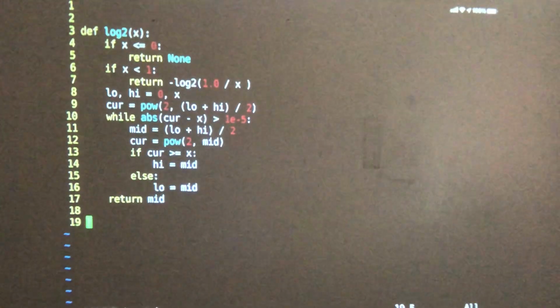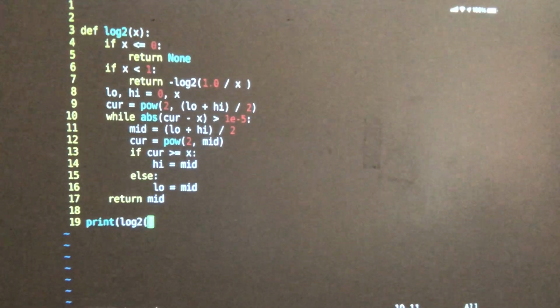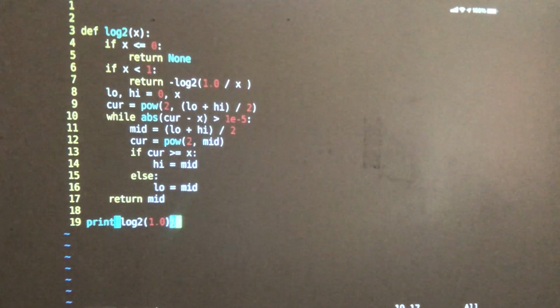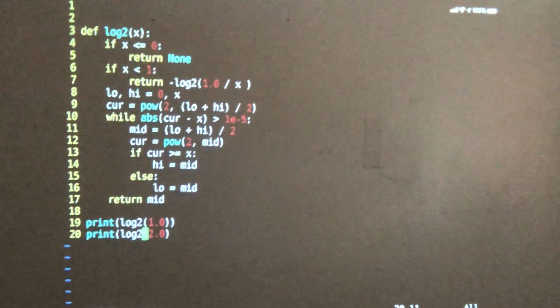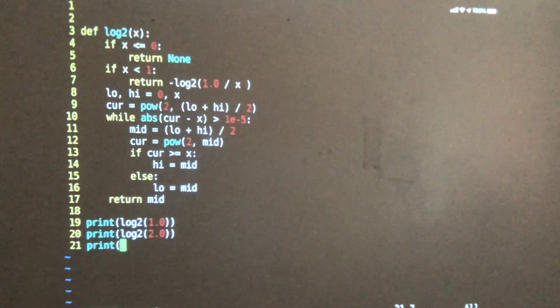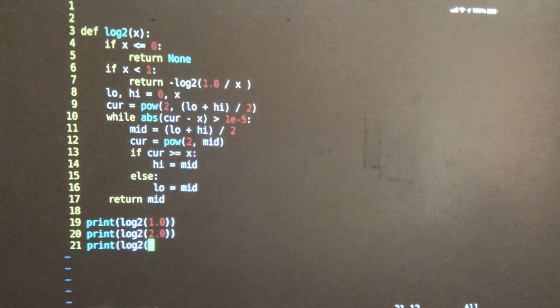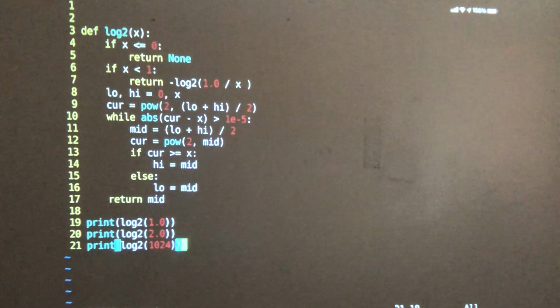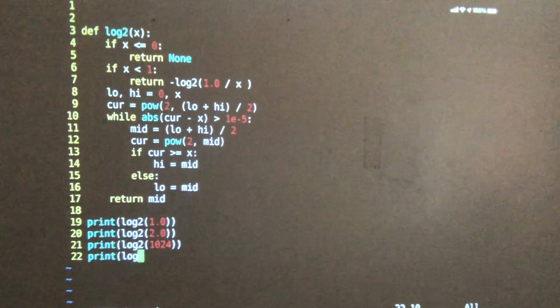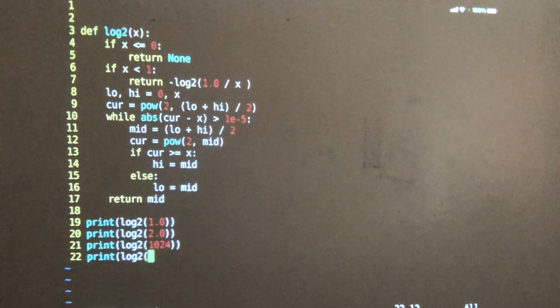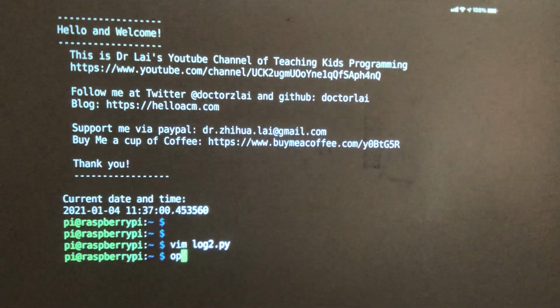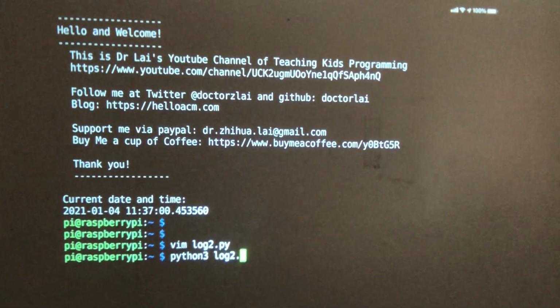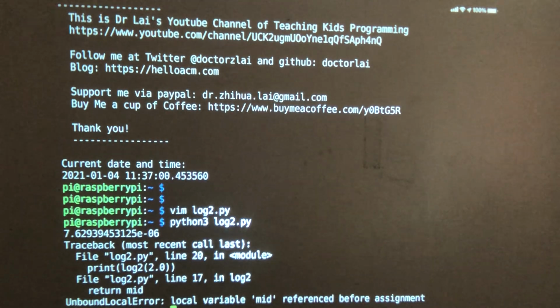Let's try. Print log2 of 1.0, which should return 0, right? And then log2 of 2.0, and log2 of 100,000. Yeah, that should return 10, right? And then 32. Let's try if it works, okay? I'm not sure. You're not sure. Ah, okay. Mid must be referenced. Okay, there's a value.